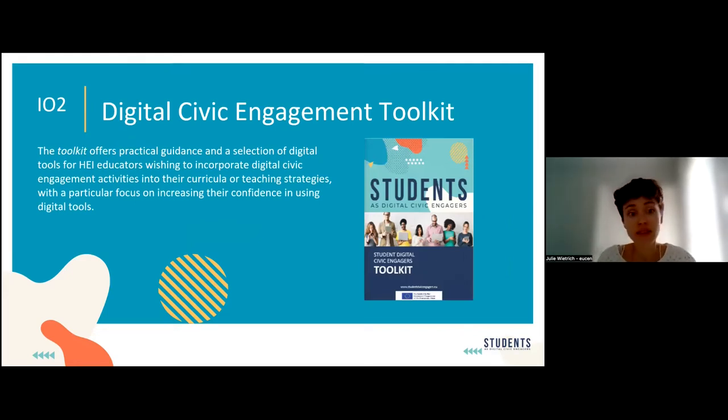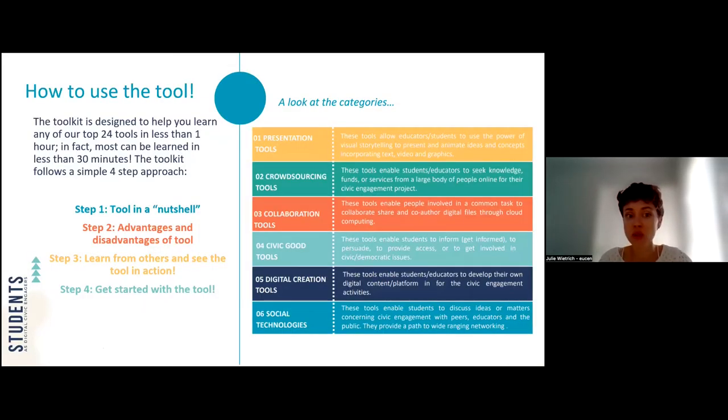In addition to the guide, the project consortium also developed a toolkit which offers guidance and a selection of digital tools for higher education educators wishing to incorporate digital civic engagement activities into their curricula or teaching strategies, with a particular focus on increasing their confidence in using digital tools. So more concretely, the toolkit includes a selection of 24 tools in six different categories, and each of the tools were selected because they can support digital civic engagement in several ways.